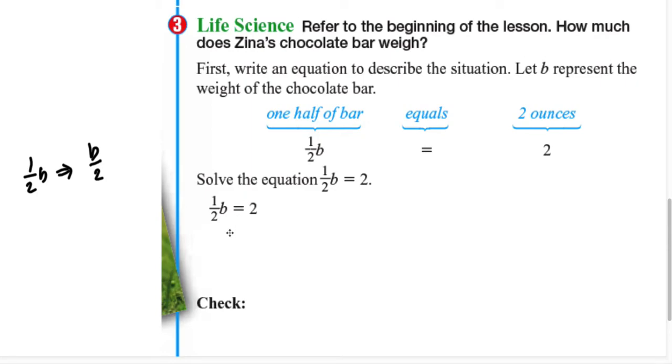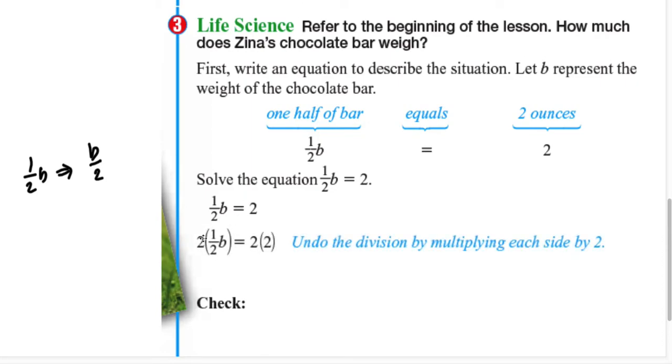And that's exactly what we did. Multiply both sides by 2. We undo the division by multiplying each side by 2. Then you end up with B is equal to 4, because 2 times 1/2 will be 1. 1B is the same as B. Again, 2 times 2 is 4.